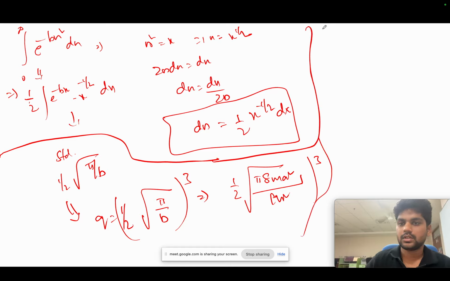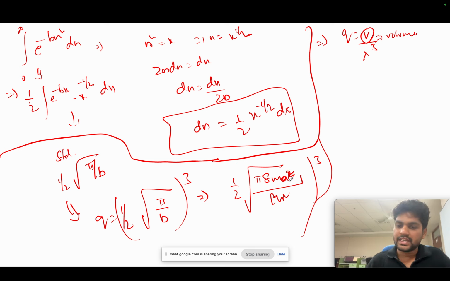So the final equation will be q equal to v by lambda cube. Because we are taking the acceleration out, area square is nothing but the volume. You should remember it is volume, not velocity, sorry. Here a square is area, so area cube, area in 3 directions, is nothing but the volume. So the units of lambda will be in picometer.